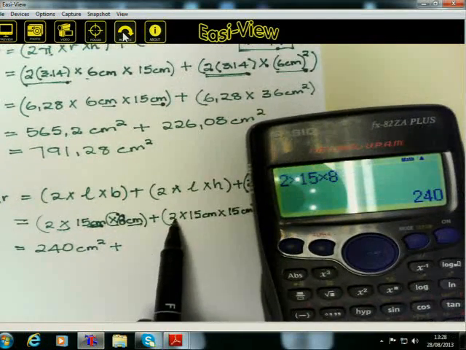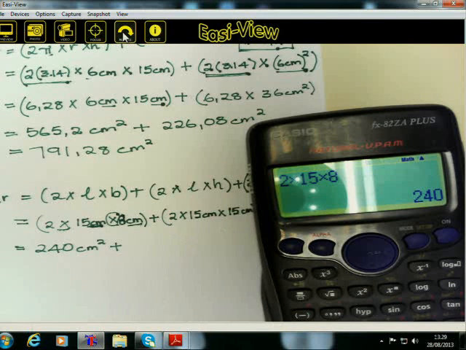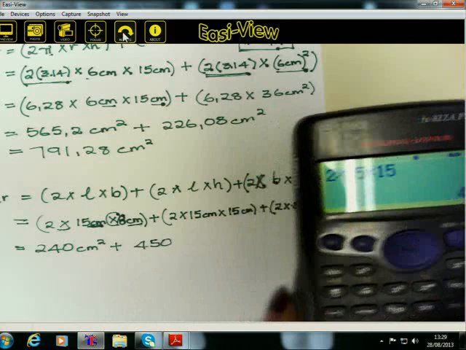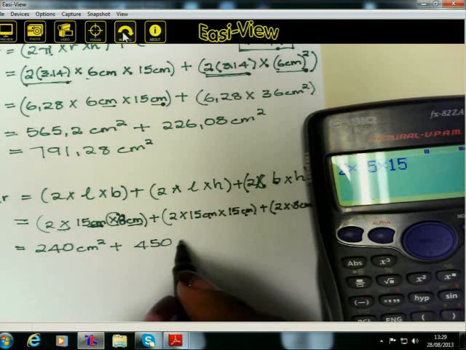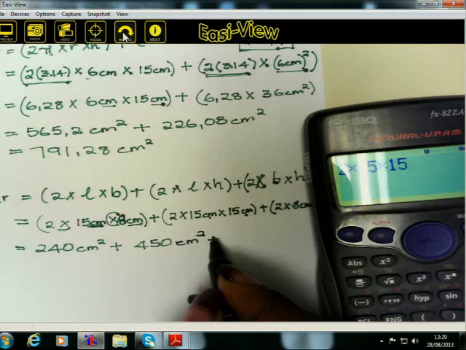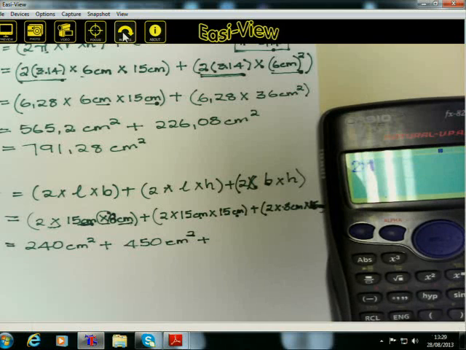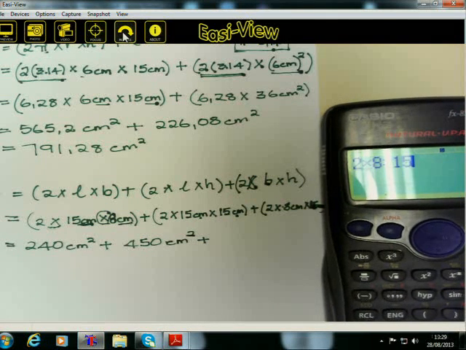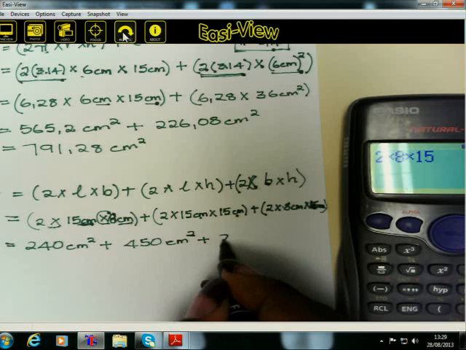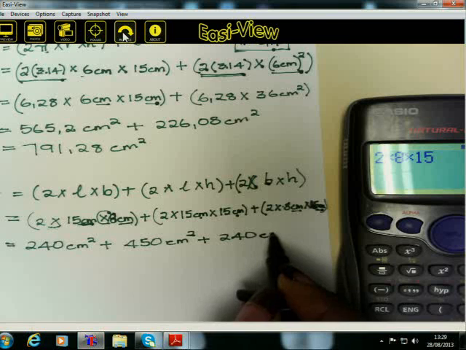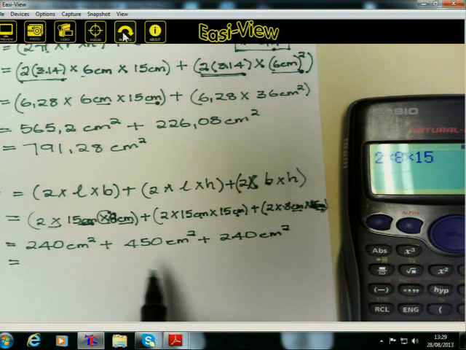And then we multiply again between this bracket. We have 2 multiplied by 15 multiplied by 15, and we get an answer of 450. Again, centimeters multiplied by centimeters give us square centimeters, plus, I know the last bracket is not clear, but it is 2 multiplied by 8 multiplied by 15, and that gives us another 240. Remember your units, centimeters multiplied by centimeters, they give us square centimeters. So we can see that all our units there are square centimeters.